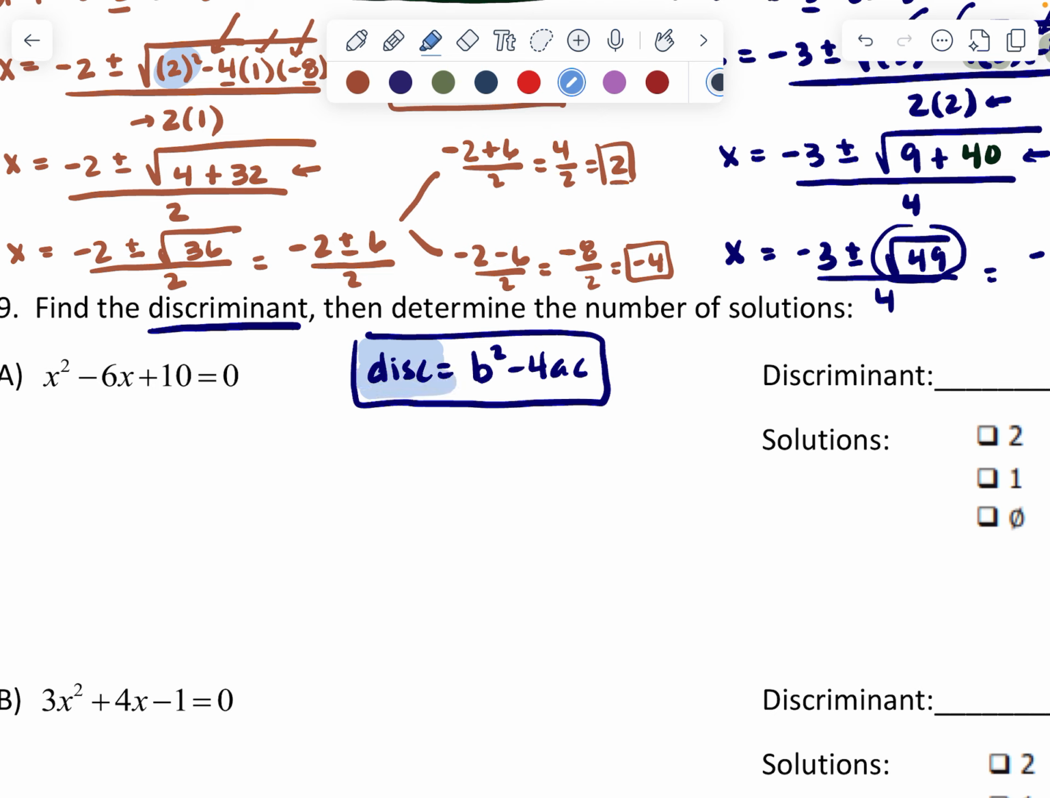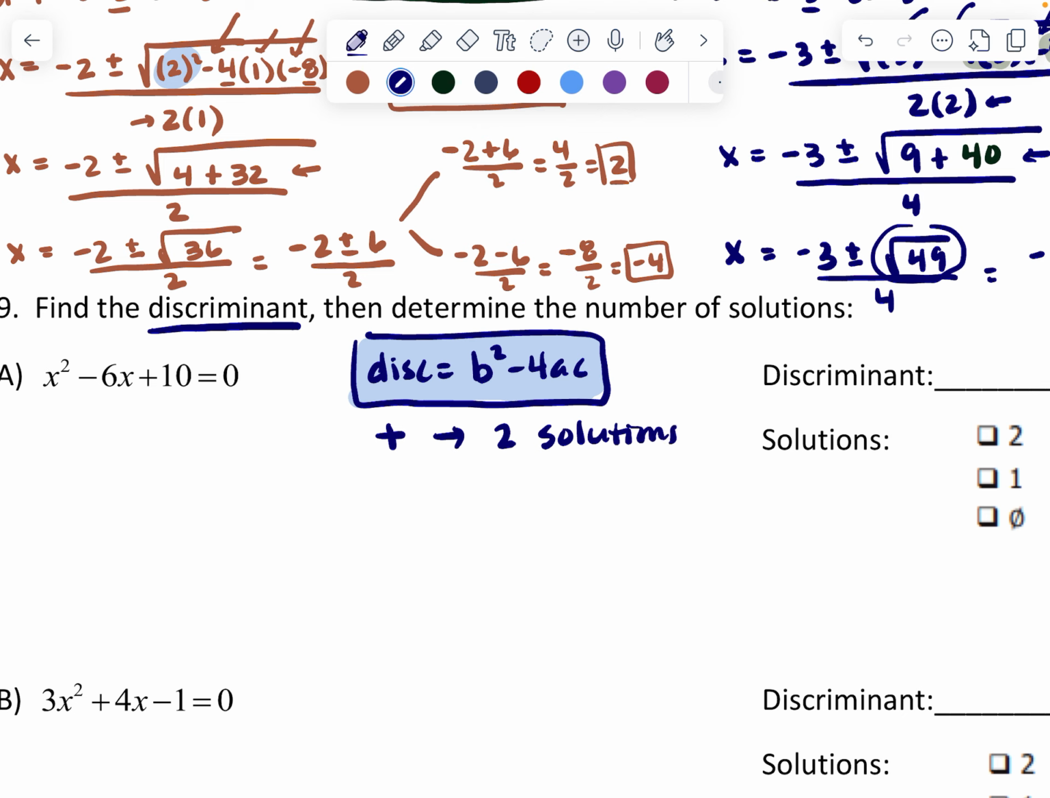Why are we highlighting it? Because that's something that you need to memorize, right? Make sure that you memorize that, okay? Now, look, when you find that, it's just going to be a number, okay? But it depends on what the number is, how many solutions you're going to have. So if the discriminant is a positive number, this is going to mean that you're going to have 2 solutions.